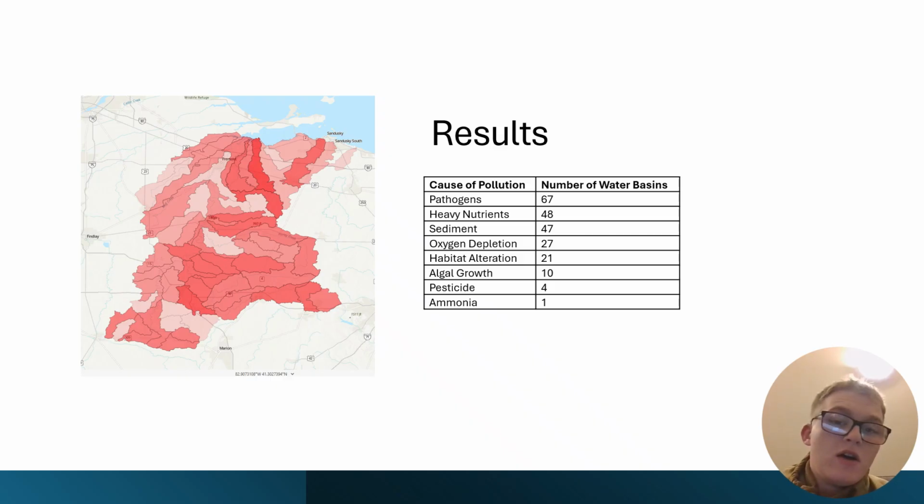Then third here we have sedimentation. So this is caused from heavy sediments being released into different creeks and rivers. And this can be anything from construction to people messing around in the creek. There's really all sorts of causes, but the most obvious one is habitat alteration.